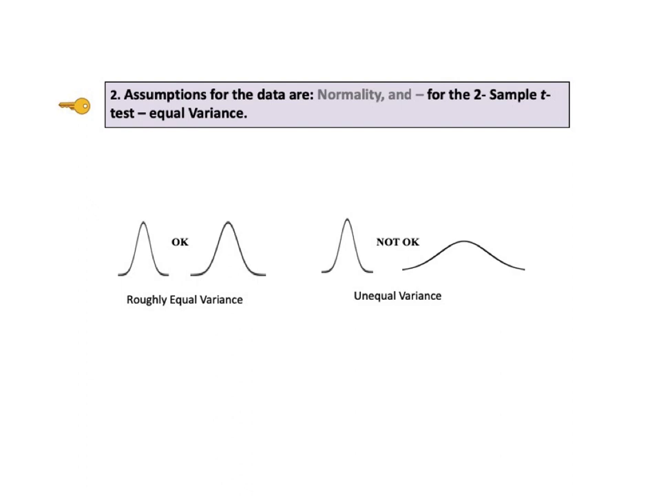The two-sample t-test has an additional requirement. The variance of the two samples must be roughly equal. If the data are roughly normal, the F-test can be used to test for equal variances. If the variances are not roughly equal, the non-parametric Welch's t-test can be used.